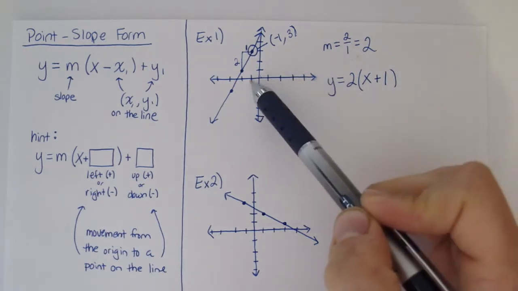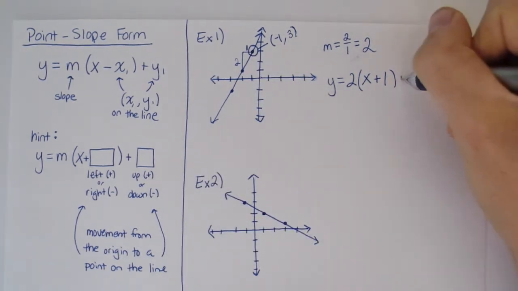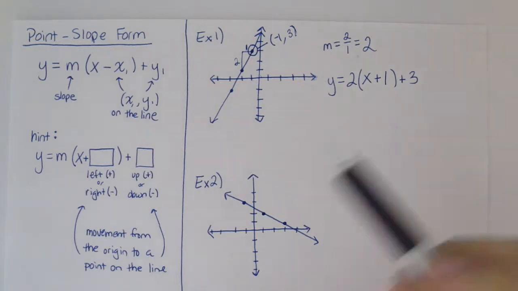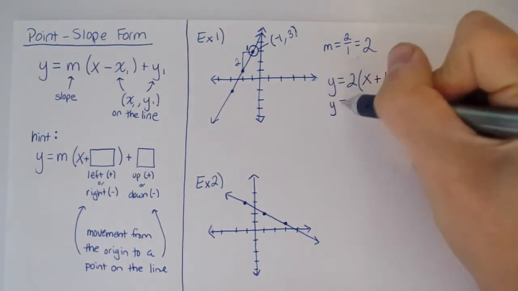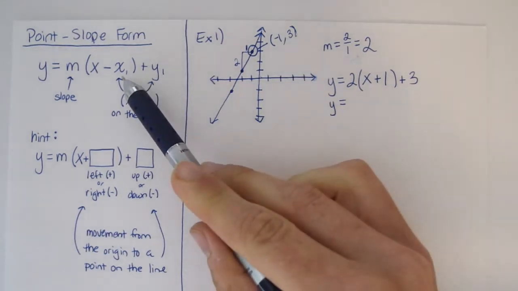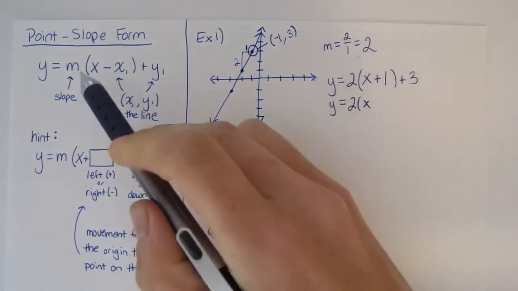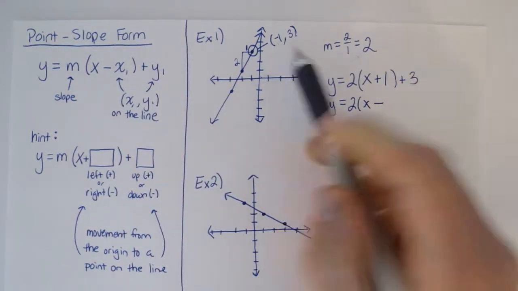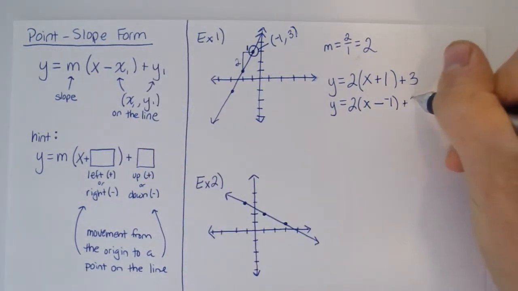And then I would also want to tell them to go up 3. Up means plus, okay, so plus 3. So that's the equation of the line in point-slope form. And the reason we have a plus here, I just want to show you, is that if we want to use the coordinates and plug them into our formula, we would have x minus x1. So I would have minus, and x1 is -1. Plus y1 would be +3.